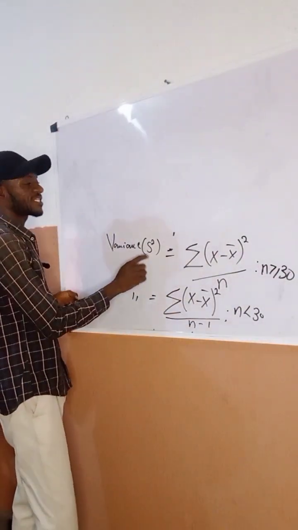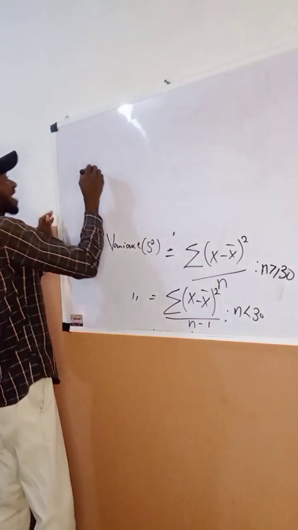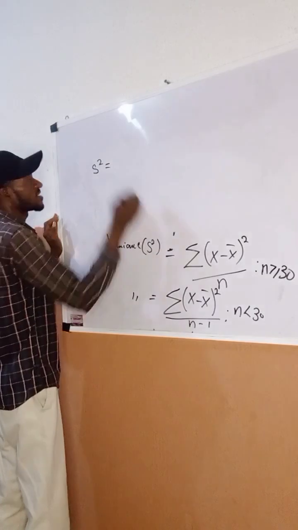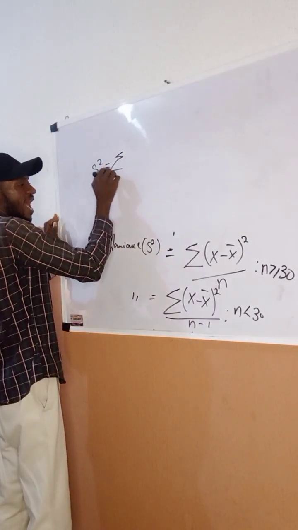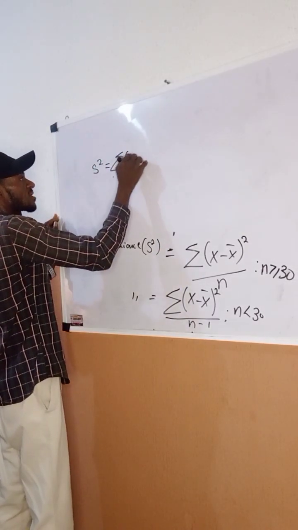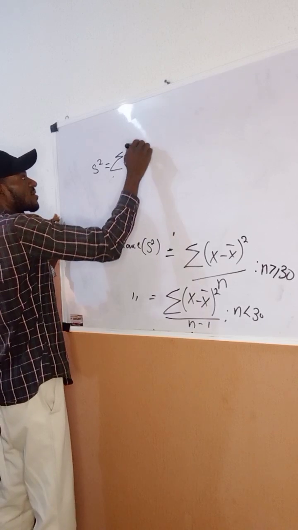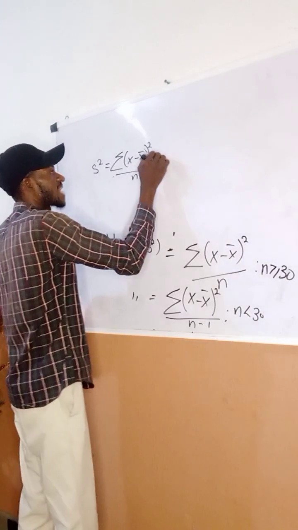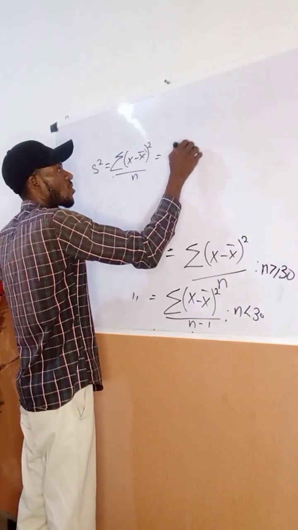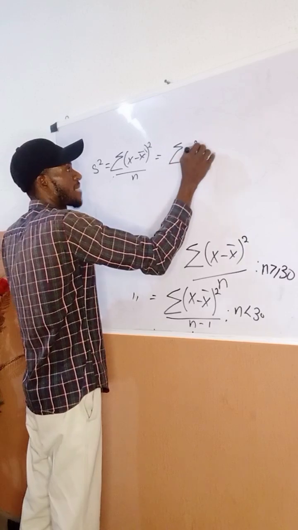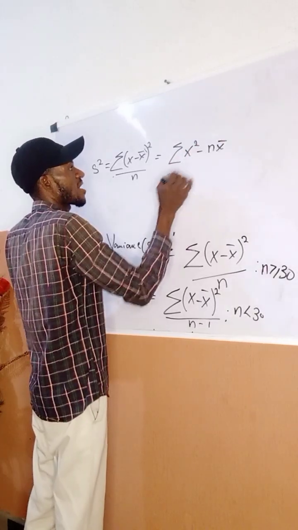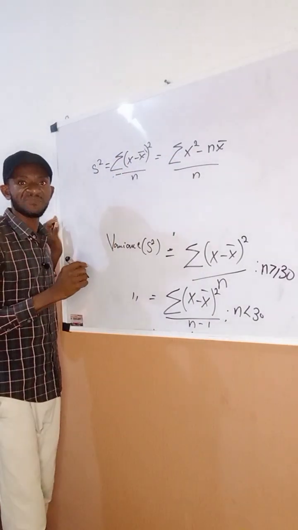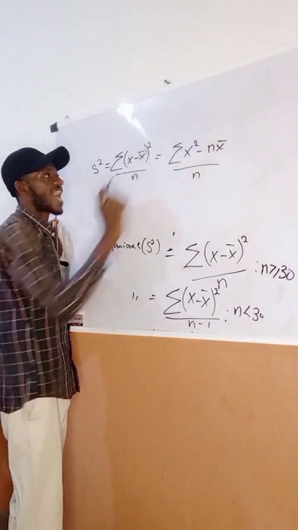Of course, this variance s squared, which is given as summation of (x minus x bar) all squared, all over N, can be given as summation of x squared minus n of x bar squared, all over N. This formula and this formula are the same thing, and it is true.